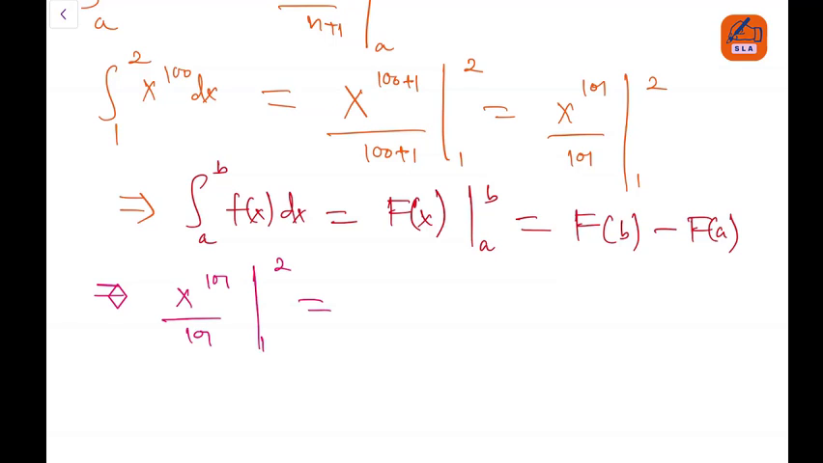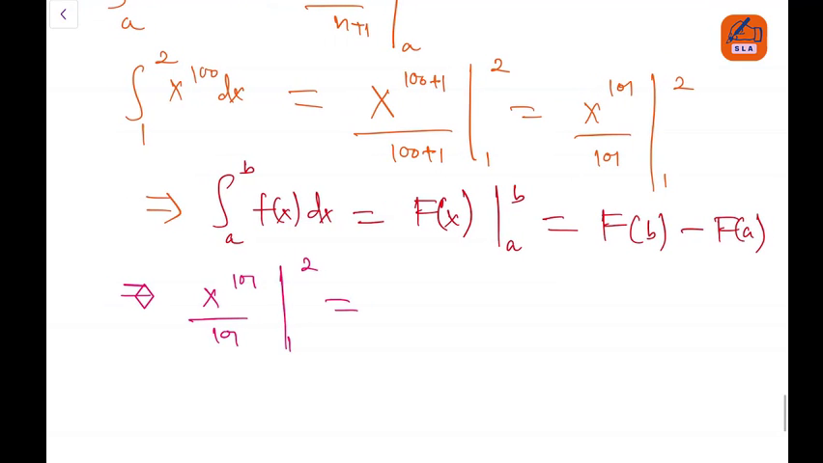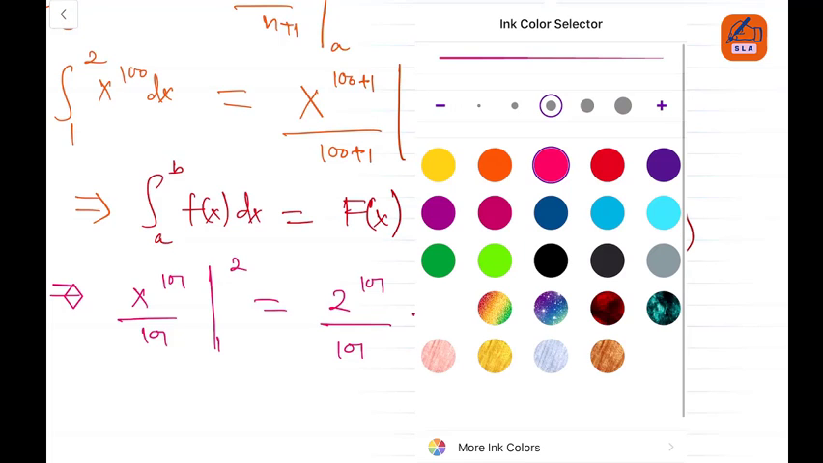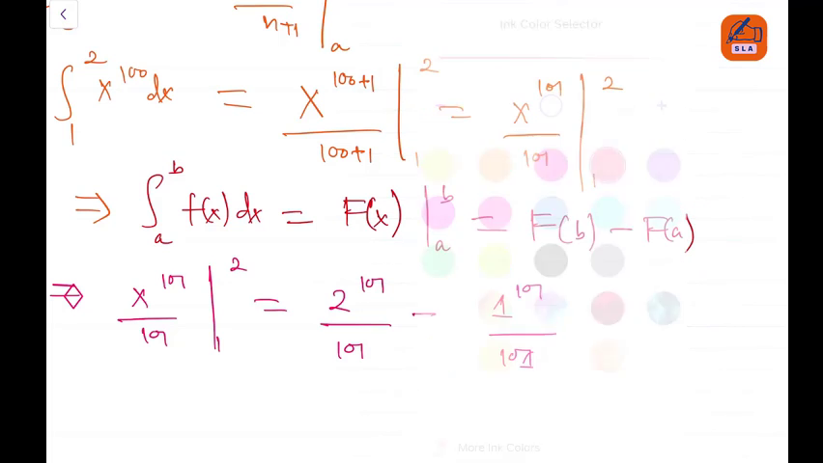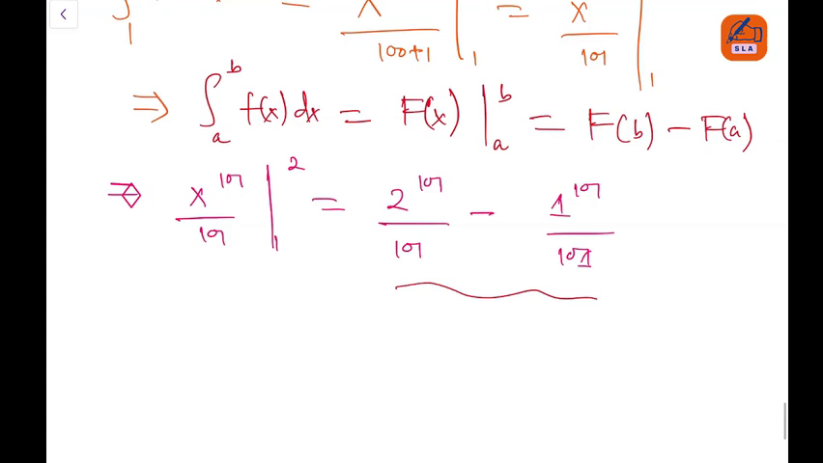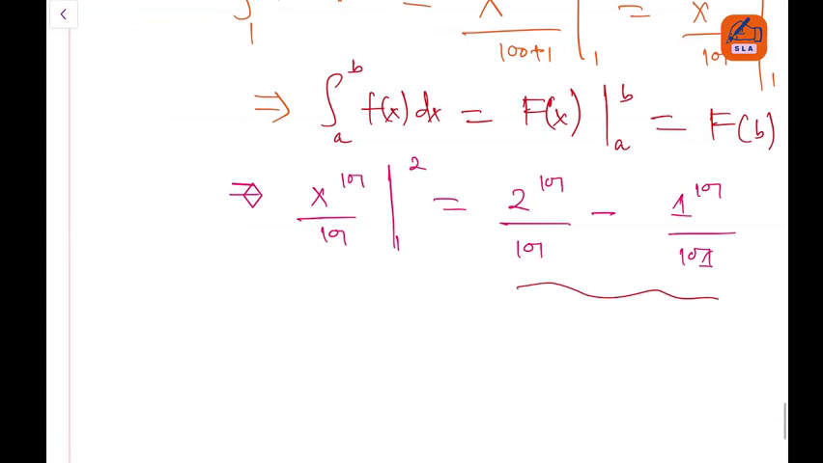So instead of x, put 2, so it's 2 power 101 over 101, minus, now instead of x put 1, which is 1 power 101 over 101. There is no need to finish this function, but I just wanted to show you how it looks like. We may not finish it till the end. So let me put the other thing. The other common function here is like this.